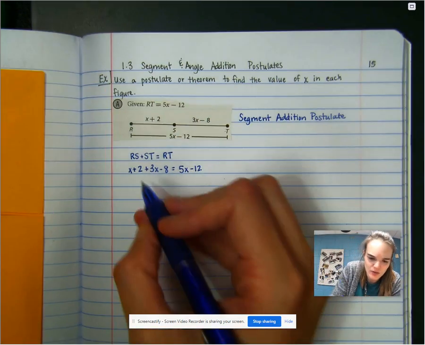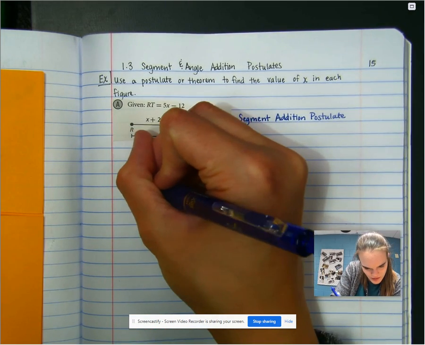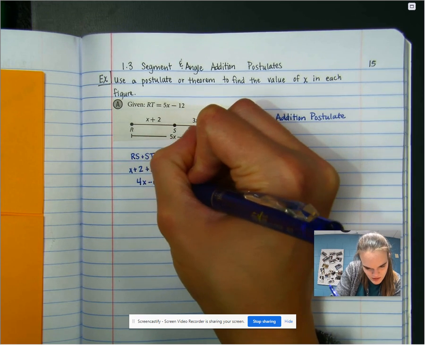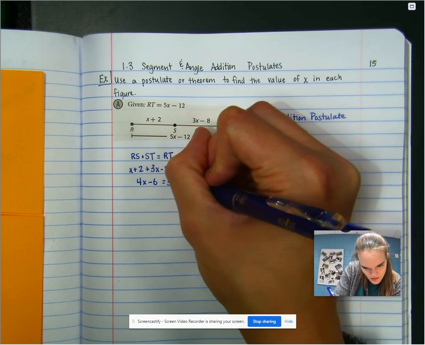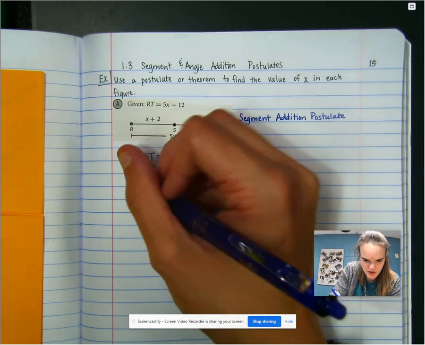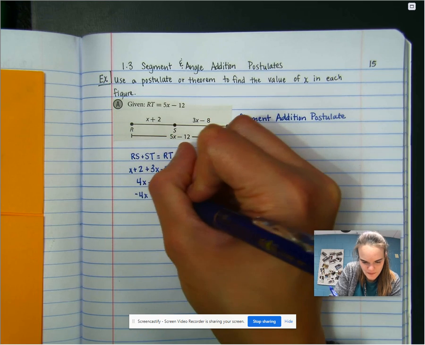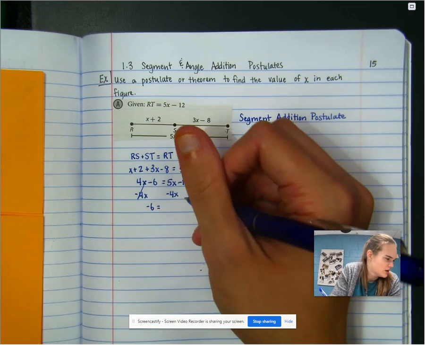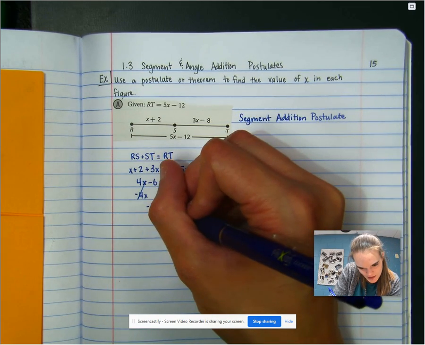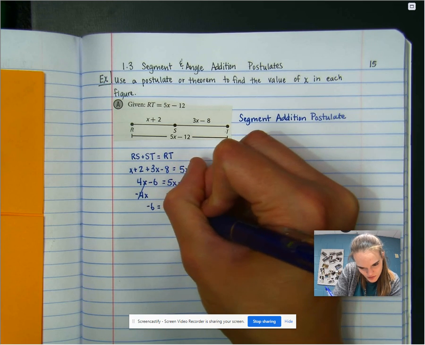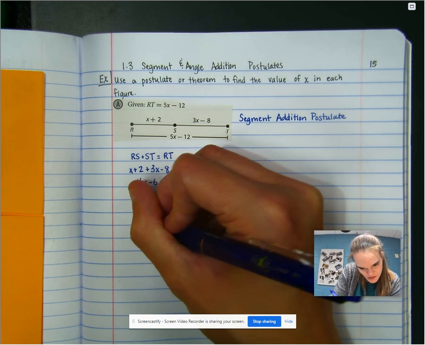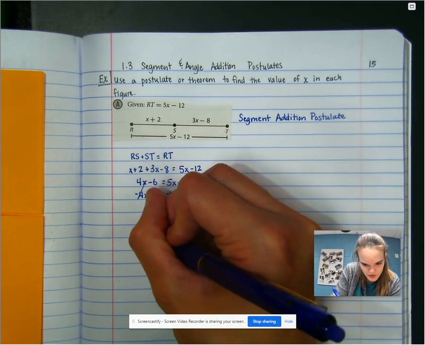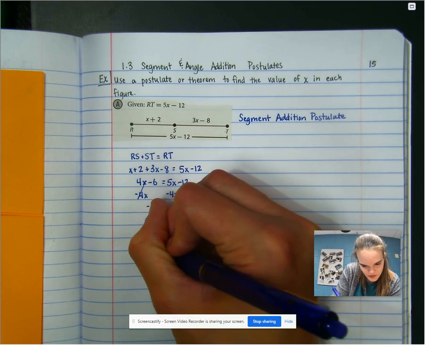Now I'm going to combine like terms. x and 3x is 4x. 2 minus 8 is negative 6. Okay. Now let's move everything over. I'm going to subtract 4x. Doesn't matter which one you move. Negative 6 equals x minus 12. So I'm going to add 12. So 6 equals x, or x equals 6.